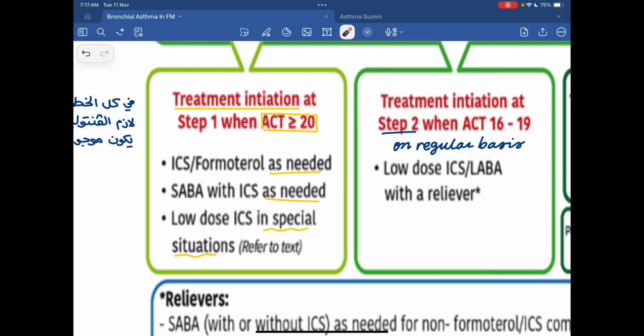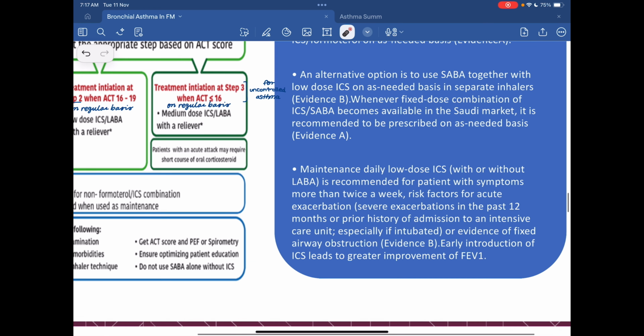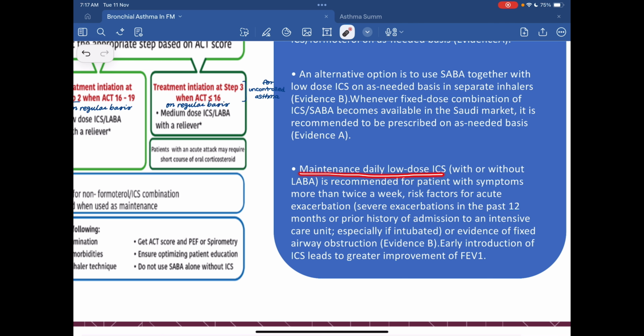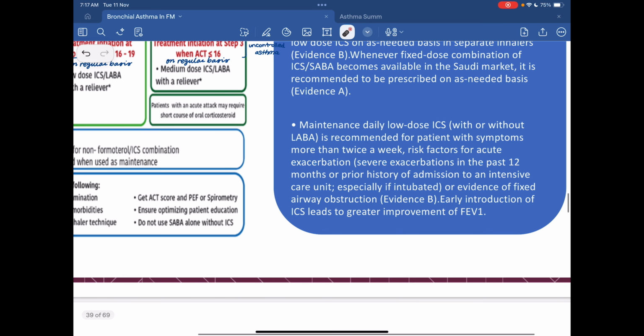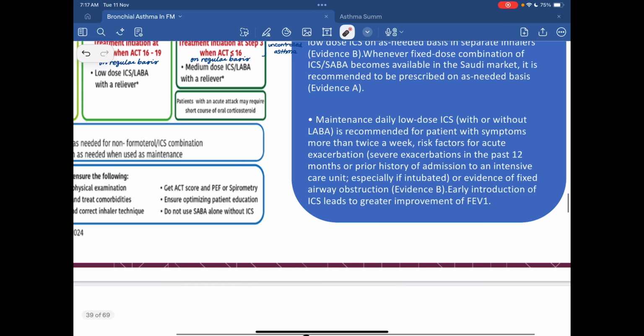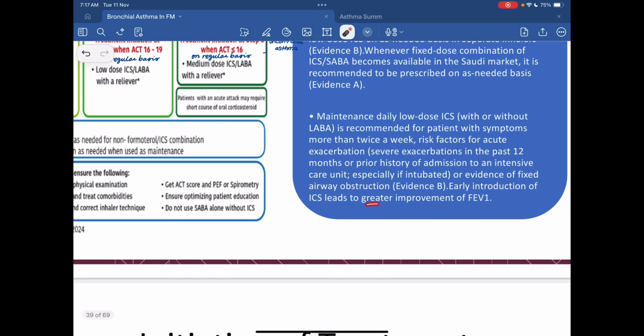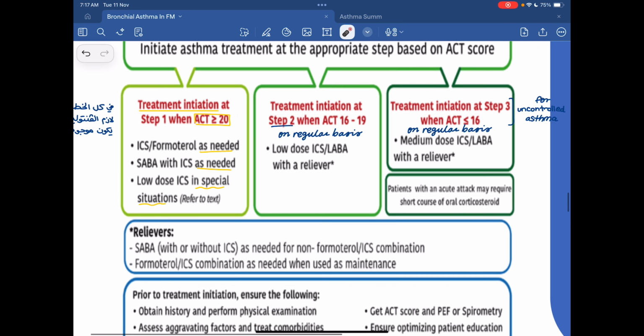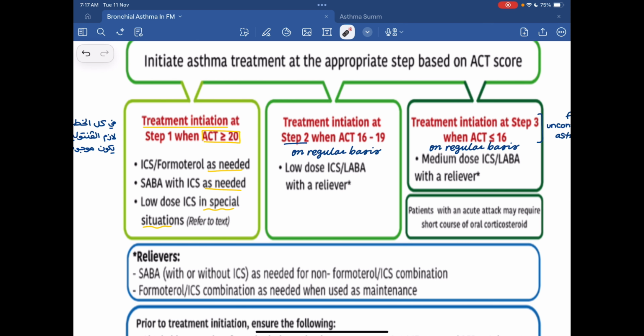Sometimes we need a low dose of ICS. When? Maintenance of daily low dose ICS is recommended for patients with symptoms more than twice a week, risk factors for acute exacerbations, kind of severe attack in the past year or prior admission, and evidence of fixed airway obstruction. Early introduction of ICS leads to greater improvement of FEV1. Meaning, when? If their ACT is 20 or more but we know they have risk factors and may in the future need to become step 2, it's clear, so we give them the ICS now to prepare them for step 2.